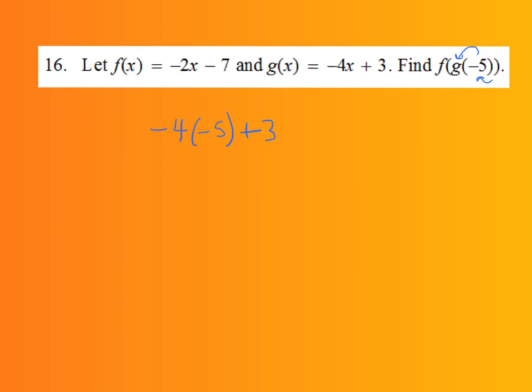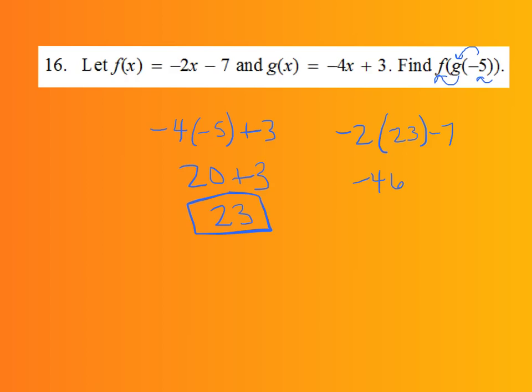Now that I've got one of my answers, I'm going to take that 23 and plug it back into f. So negative 2 times 23 minus 7. 23 times negative 2 gets me negative 46, and subtracting 7 from that gives me negative 53. So after I plugged negative 5 into g, I ended up with the value 23, which I then had to plug into f, giving me my final answer of negative 53.